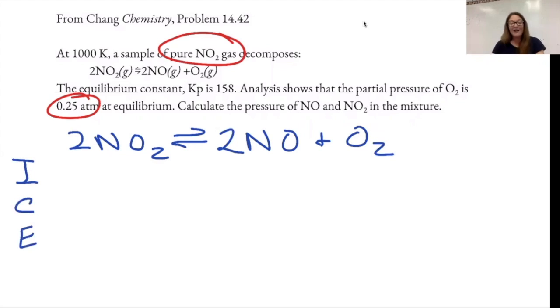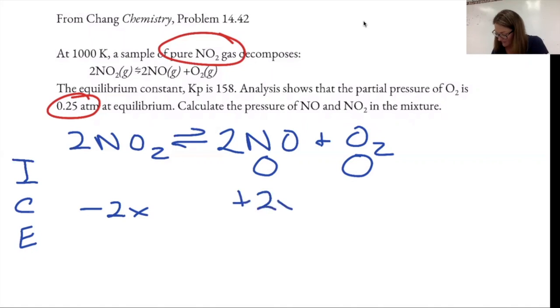Now, here's the thing. I don't know how much NO2 I started with, but I know I started only with NO2, which means these must have been 0 to begin with. I don't know what the NO2 value is, but I know it's going to decrease by an amount of 2x to some final value. 2NO will increase by 2x. O2 will increase by x.